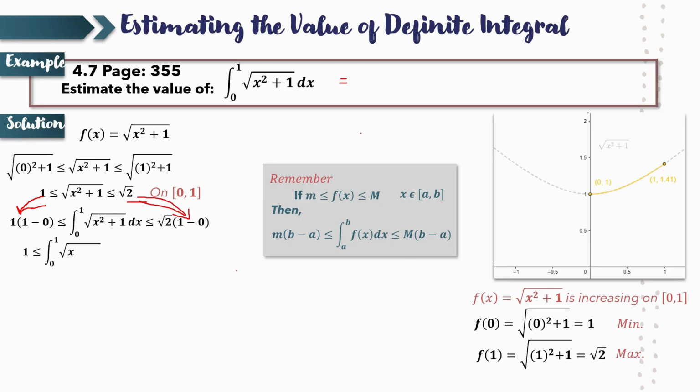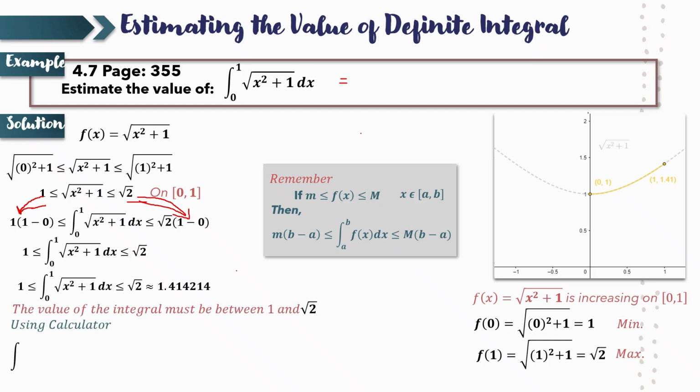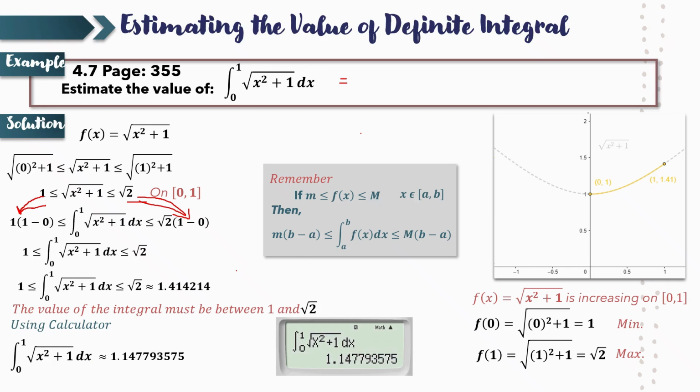So yes, you will proceed with the integral 0 to 1 of root of x squared plus 1. You can use the calculator, and once you get it, you will confirm the answer 1.14 lies between 1 and root 2. Since they asked to estimate the value, directly you would have used the calculator. But in case they ask for the written working, please make sure you do the steps as mentioned here.